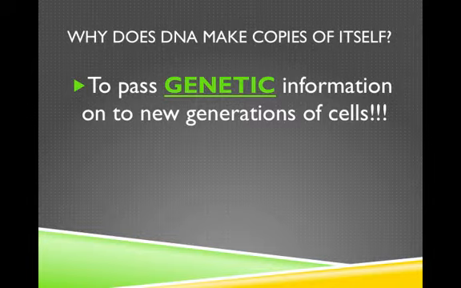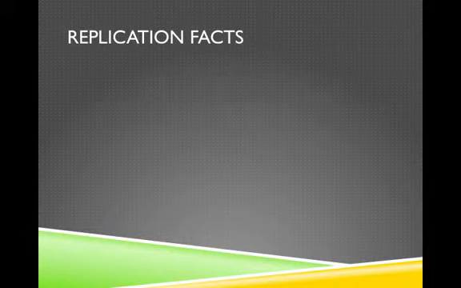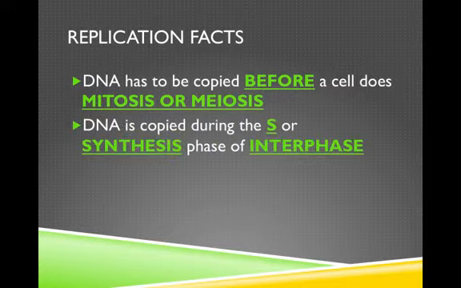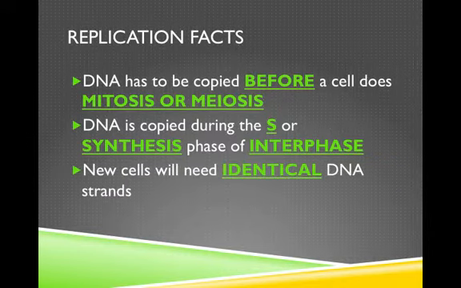So the process of making new cells, if you think back, was mitosis. So it's the process of copying that genetic information to go through a cell that's going to go into mitosis. So replication facts. DNA has to be copied before a cell does mitosis or meiosis. DNA is copied during the S or synthesis phase of interphase, and new cells will need identical DNA strands.